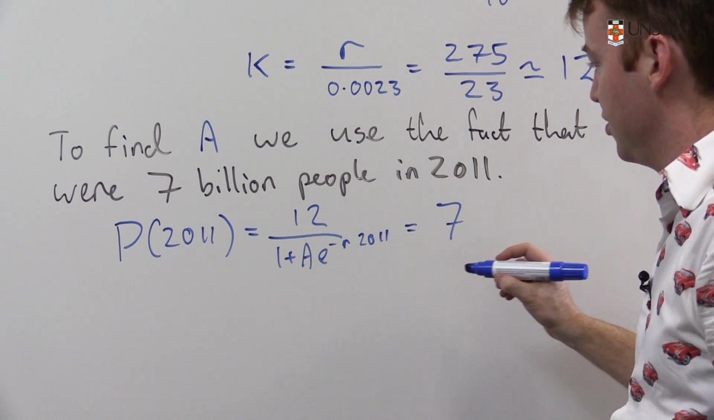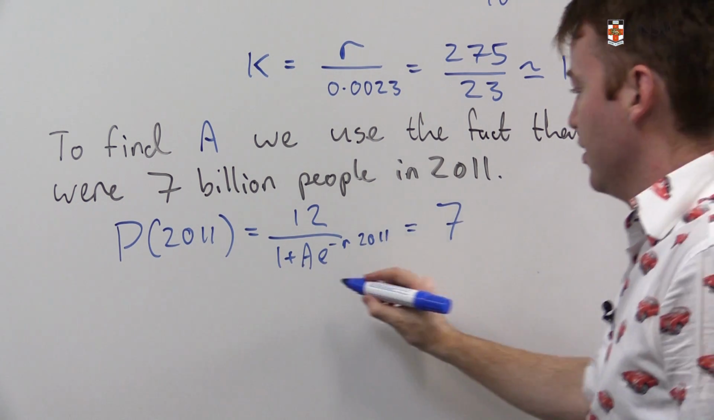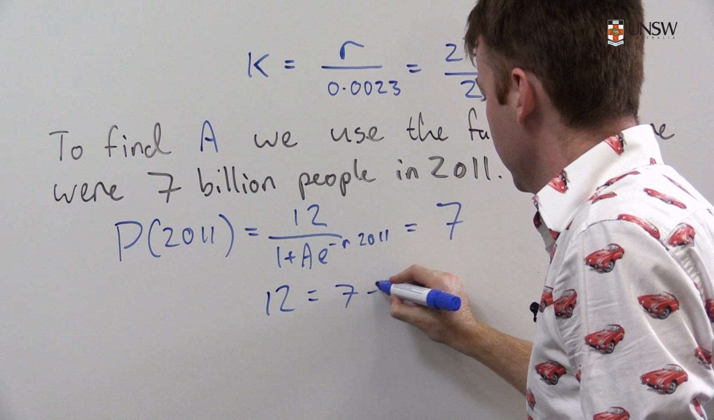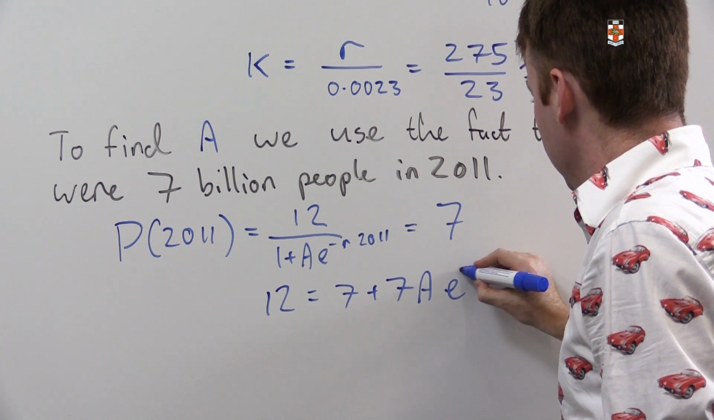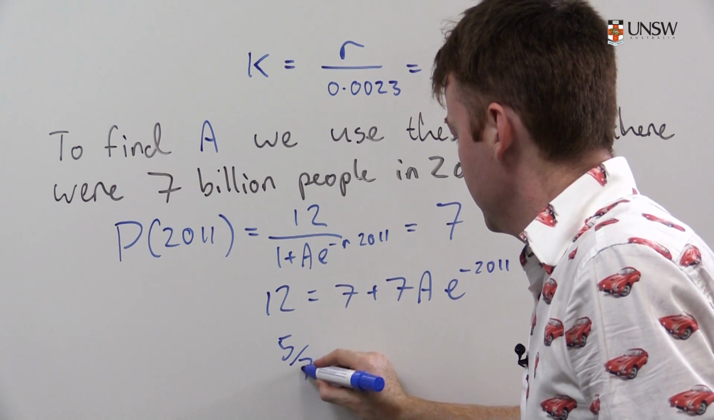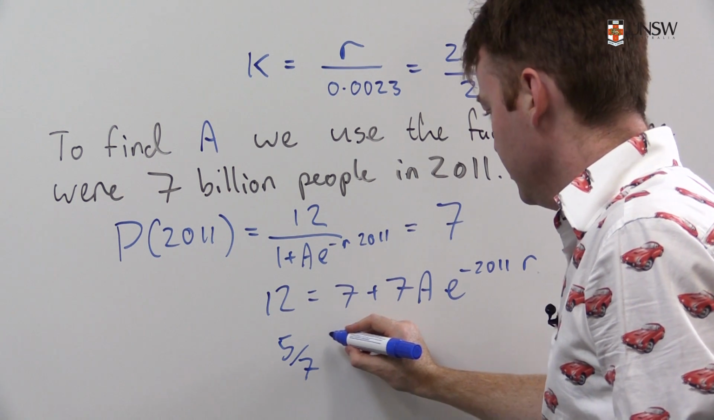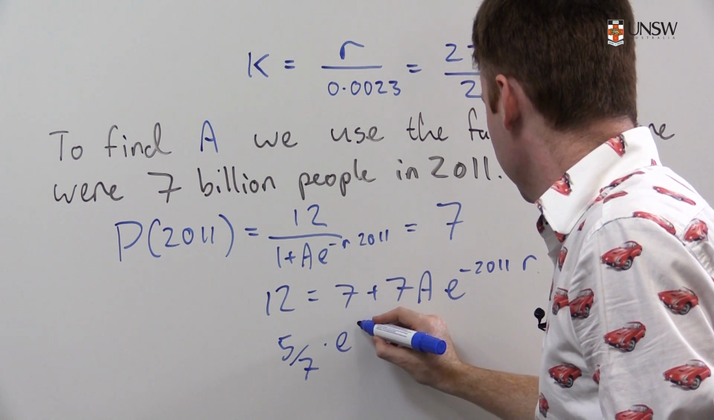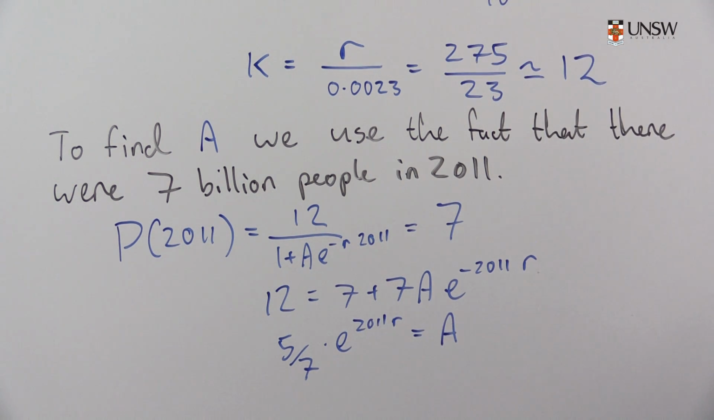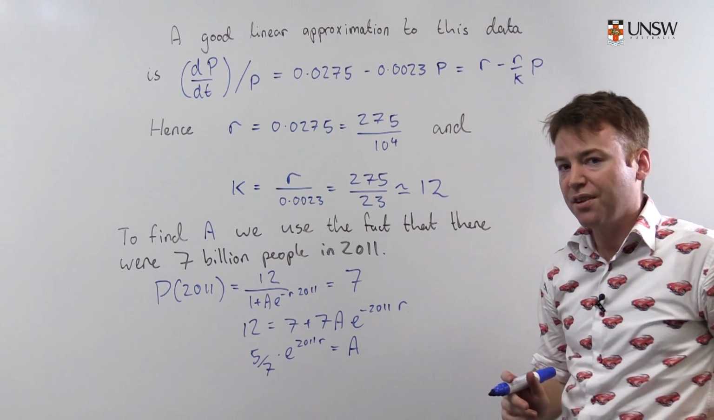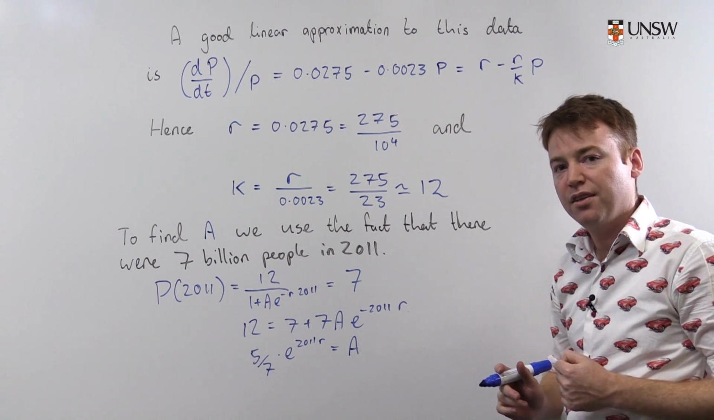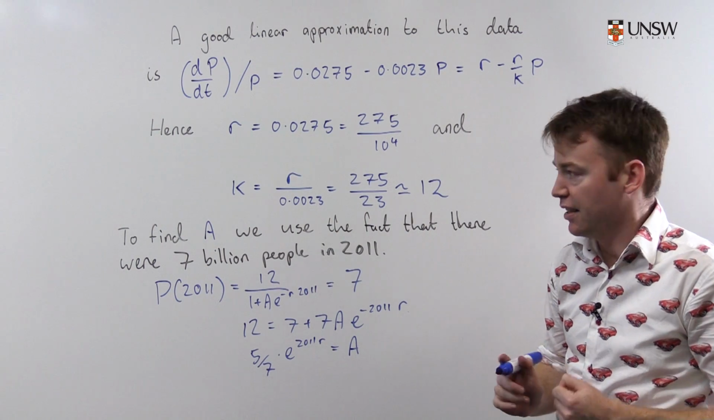Good, and I can rearrange this equation. I can take that up there, and I find that 12 is equal to 7 plus 7A e to the negative 2011r, and 5/7 times e to the 2011r is equal to A. Excellent. I have all the parameters of the logistic equation. That enables me to write the equation that approximates the world population in any year t.